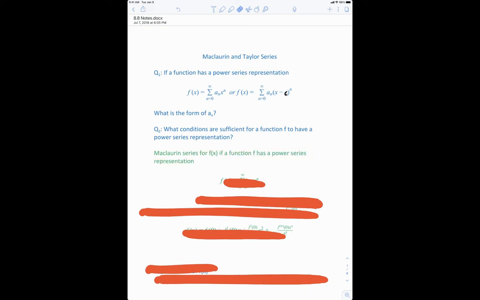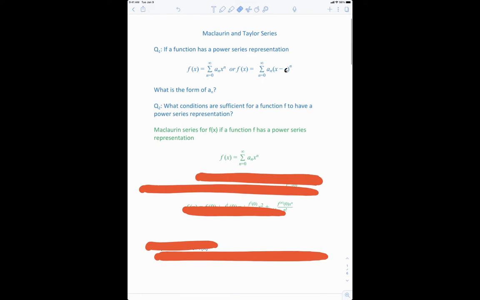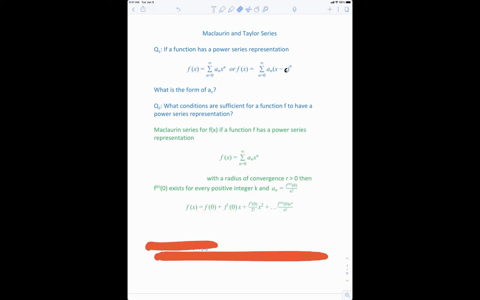Here's what Maclaurin came up with. I'm not really sure how he figured this out, but it's pretty darn smart, that's for sure. If a function has a power series representation, we're going to need to use its derivatives to find that power series. This starts off by saying if a function has a power series representation with some radius of convergence, and the derivatives exist, for every integer, for every derivative, this is how you find a power series.